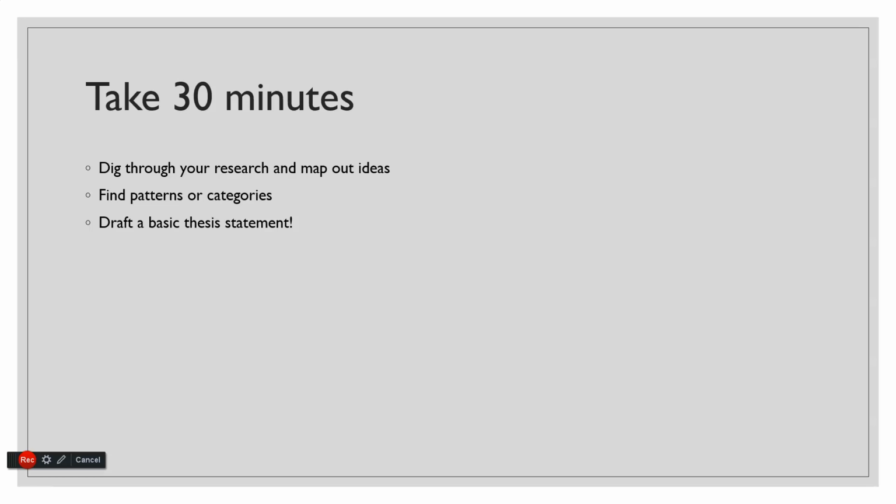Once you've done that, I'm going to ask you to stop at this point and, with your cup of coffee, take 30 minutes right now, dig through your research, map out your ideas, find those patterns or categories, and you want to aim to find 3 or 4 categories or patterns, and then draft a basic thesis statement. It doesn't need to be anything fancy, as long as it's strong and it identifies the topic, so what it is that you're going to be discussing, and the variables that you're going to identify or share with the reader. You're going to end up with a great thesis statement.